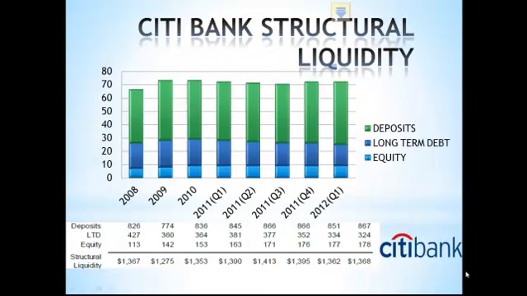Now coming to the structural liquidity of Citibank. First of all, what is structural liquidity? It is the long-term liquidity metric introduced by the Basel III framework that calculates the proportion of long-term assets which are funded by stable long-term funding. The structural liquidity ratio should be higher than 100%. As we can see, it has a good record on deposits and long-term debt as well as equity. We can see the deposits in the green color bar. It is having good significance, and it is a good sign for Citibank.